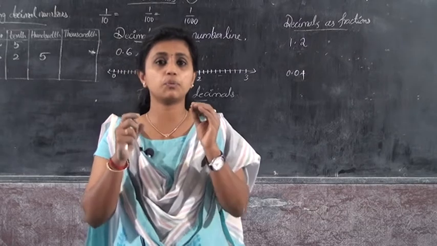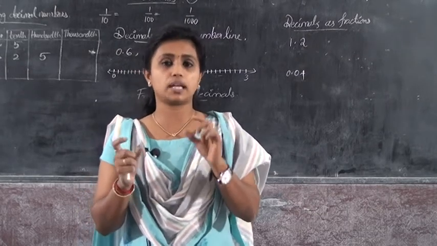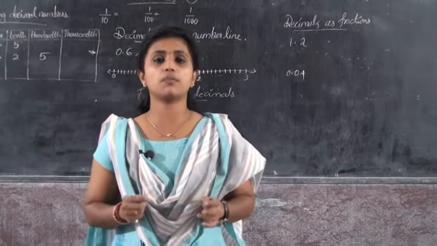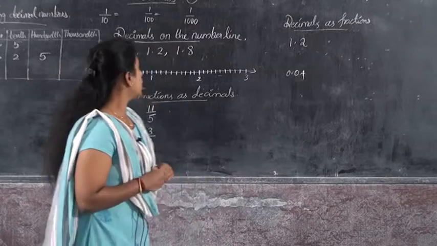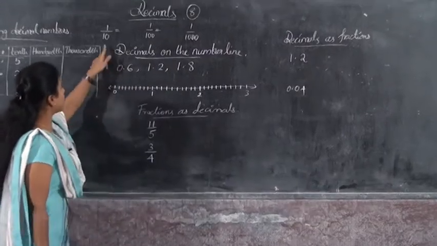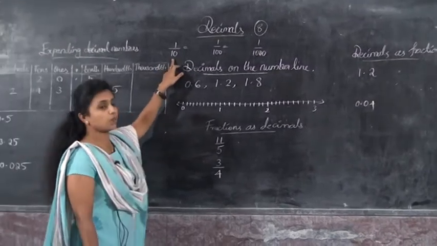Yes, you know that we put a point in between the numbers, a dot. That is what we call the decimal point. Clear? Now look at here. Look at the first fraction, 1 by 10. We read it as 1/10.